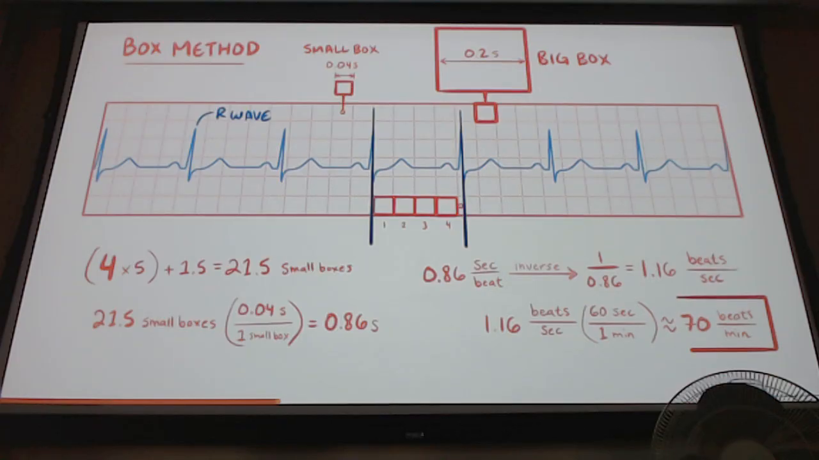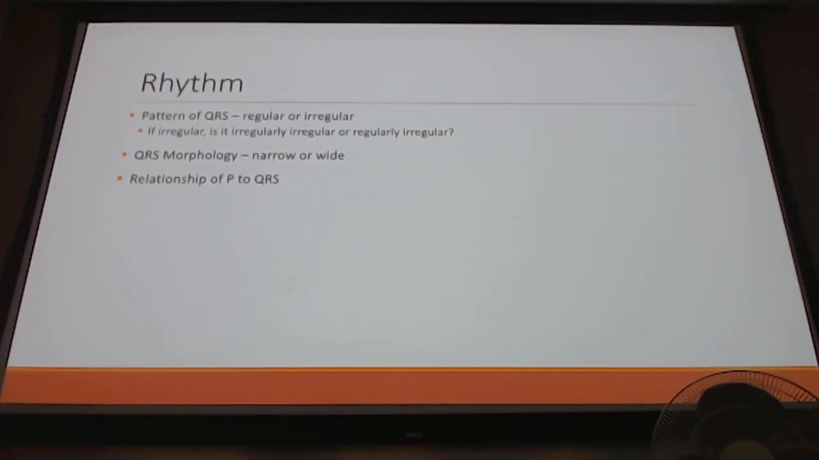But really, I just count those boxes and decide, is it fast or slow, or is it within that normal range? And then I move on to what the rhythm looks like. So is it regular or irregular? Something we always want to know, because then we can stratify in different categories.